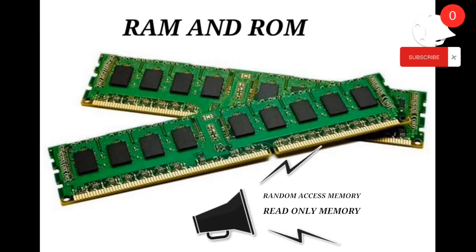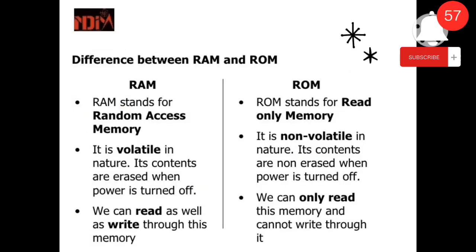We have now RAM and ROM. The differences between RAM and ROM: RAM stands for random access memory, and it is volatile in nature. Its contents are erased when power is turned off, and we can read as well as write through this memory. While ROM stands for read-only memory, which is non-volatile in nature, and its contents are not erased when power is turned off, and we can only read this memory and cannot write through it.